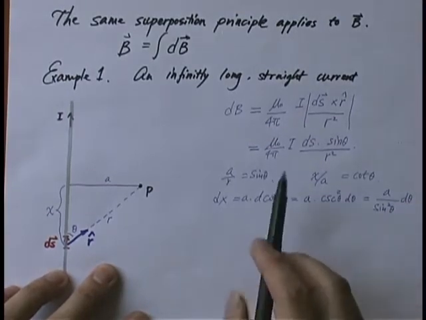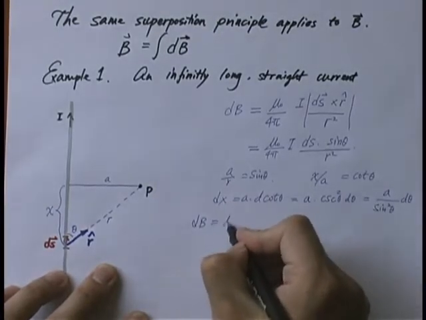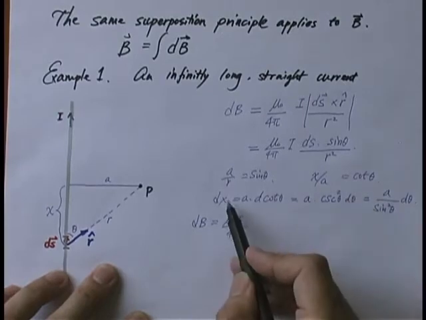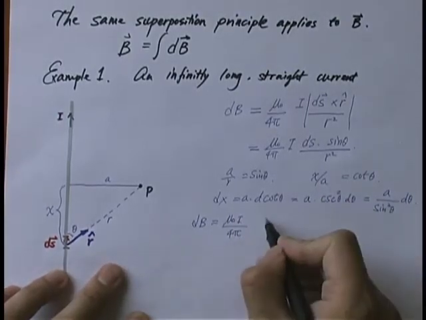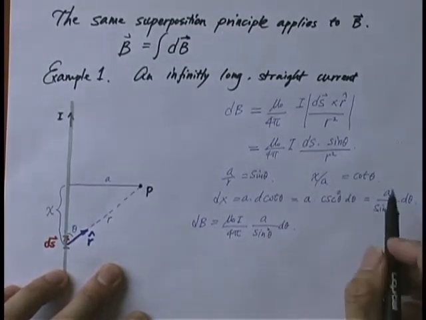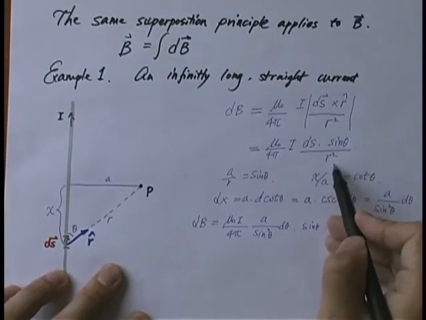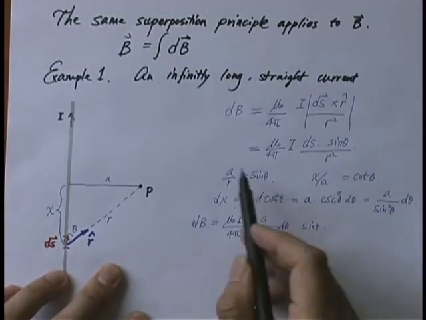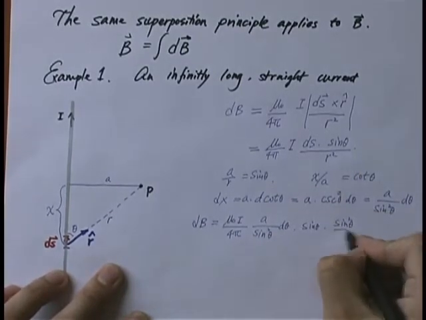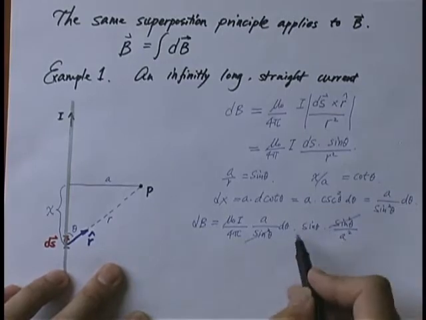Now plug both this and that into here, and let's look at what dB turns out to be. dB is now equal to mu naught I over 4 pi. Now ds is just the same magnitude as dx, so I'm going to copy that, which is a over sine theta squared d theta. That's ds. And then there is another sine theta copied from here, and then there's 1 over r squared. Move the a over down here. So 1 over r equals sine theta over a, so 1 over r squared is sine theta squared over a squared. You see, the sine theta squared cancel out nicely, and you only have 1 sine theta left.